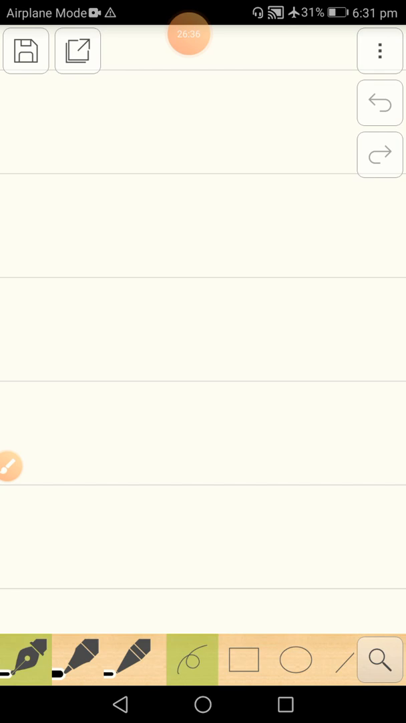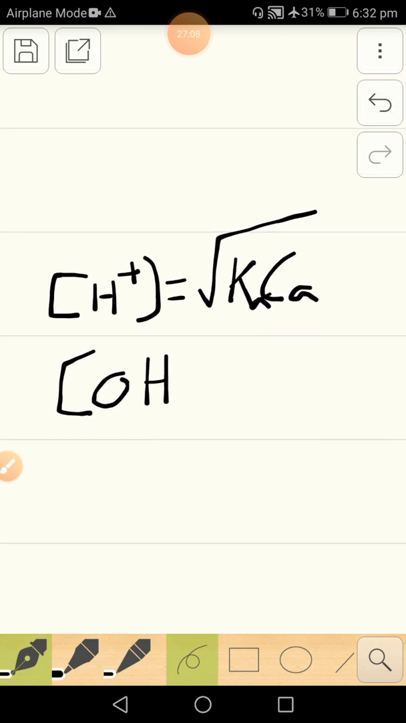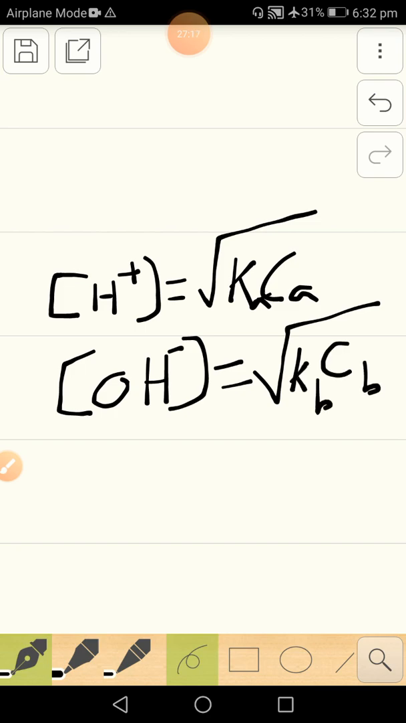So in case of strong acids and strong alkalis, the concentration of H plus and OH minus will directly be equal to the concentration of acids and alkalis provided. But in case of weak acids and weak bases, the concentration of H plus will be equal to root over Ka, or the acid dissociation constant, into Ca, or the concentration of acid provided. And the concentration of OH minus will be equal to root over Kb into Cb.